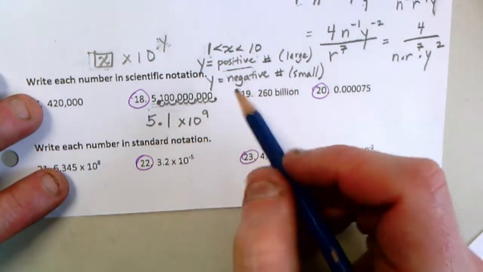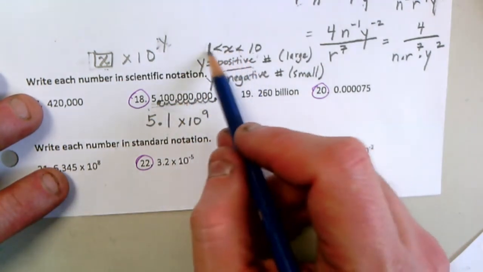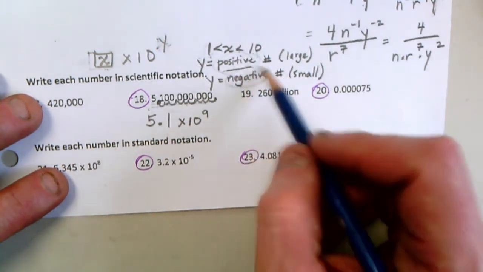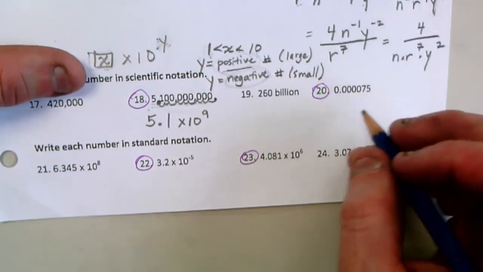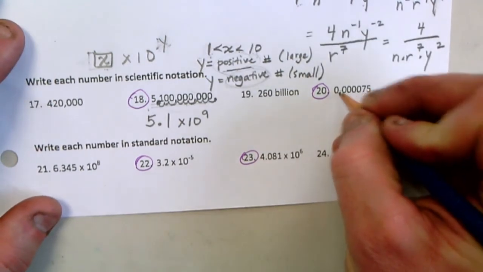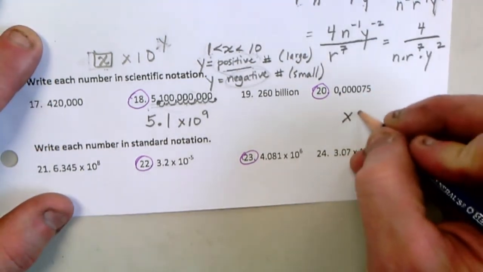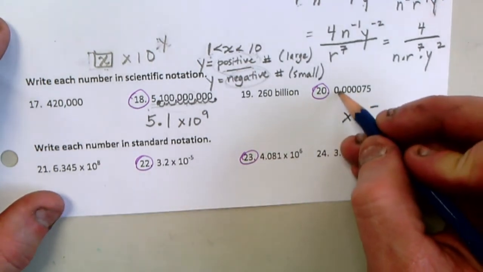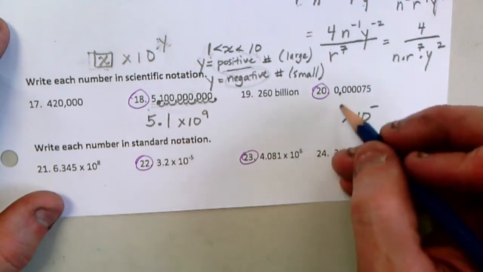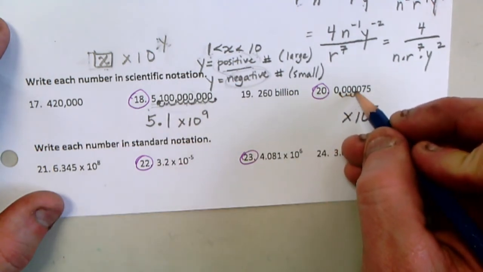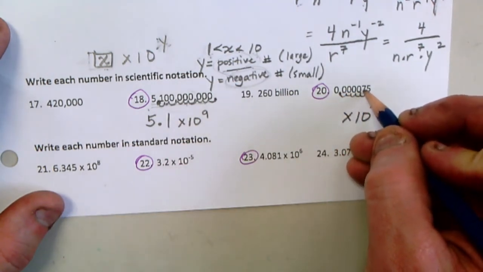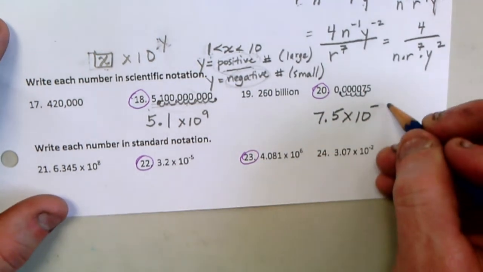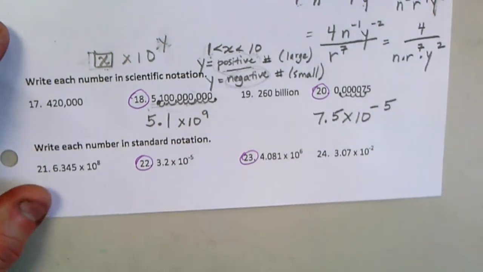Again, the number has to be between 1 and 10. If it's a big number, it's going to be a positive exponent. Small number, negative exponent. If I go to number 20, this is a small number, so it's going to be a negative exponent. I'm going to move my decimal so that my number is between 1 and 10: 1, 2, 3, 4, 5 spots to make it 7.5. I moved it 5 spots.